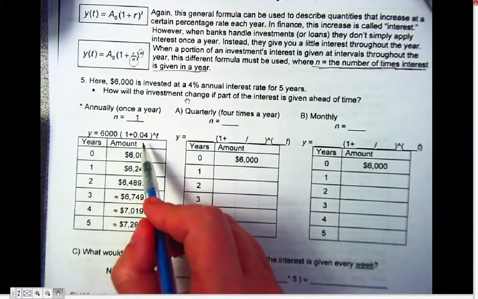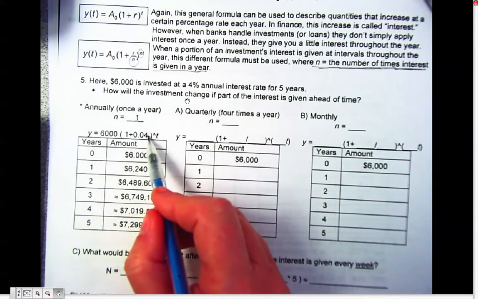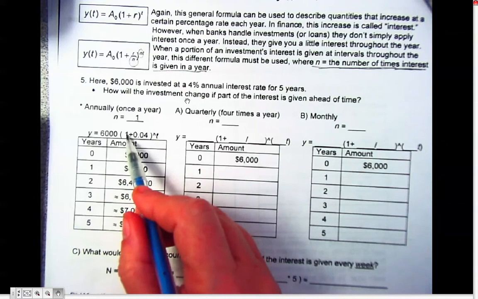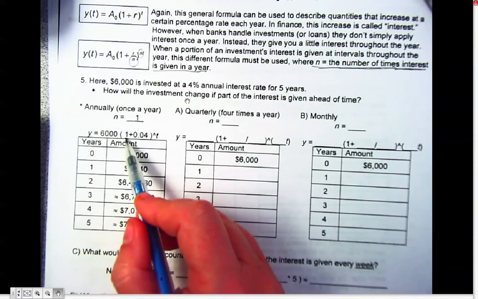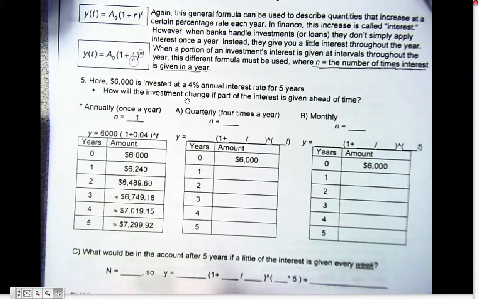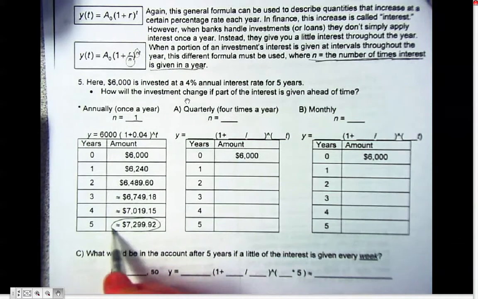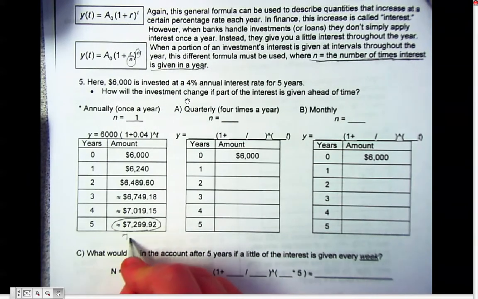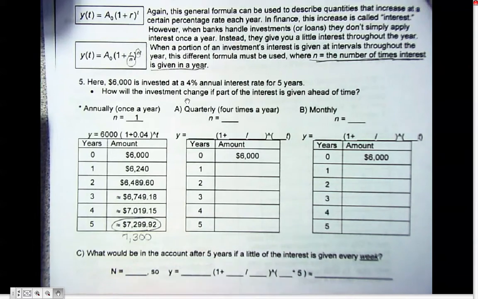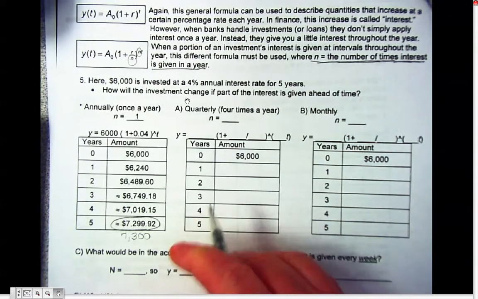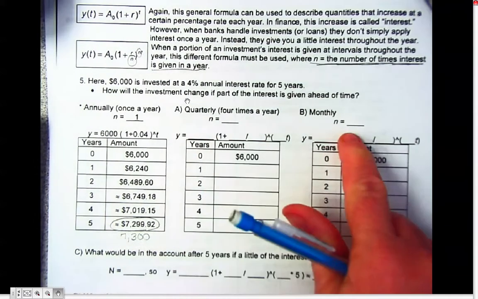Okay, so they changed the decimal 4% to 0.04, and since it's growing or increasing, we'll add 1 to the T power, and at the end of 5 years, we get approximately $7,300. Okay, now we're going to compare that to quarterly and monthly.